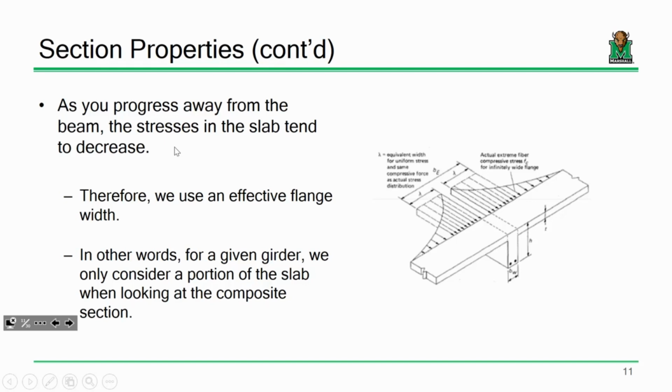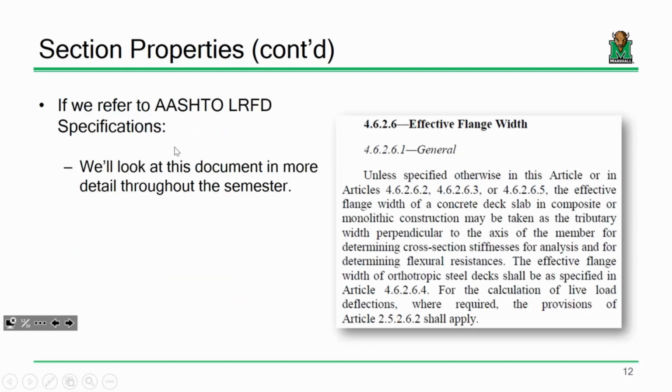And if you look at the American building spec for effective flange width, there's all these weird little rules, like it's the minimum of the span length over 4, or all these different categories. We kept it pretty simple in the bridge industry. I have a small snippet from the spec, and I'm going to read it out. Unless specified otherwise in a series of articles, which we can talk about later, the effective flange width of a concrete deck slab in composite or monolithic construction may be taken as the tributary width.